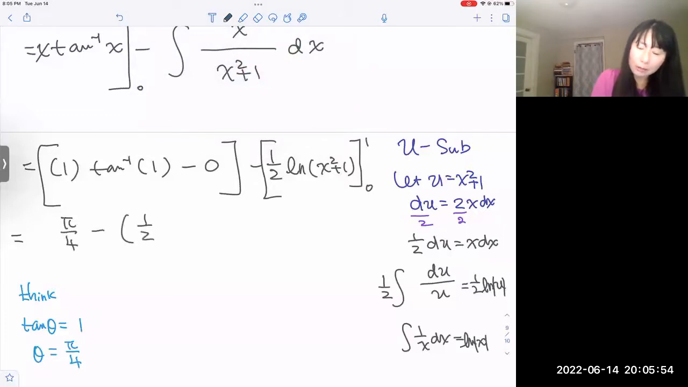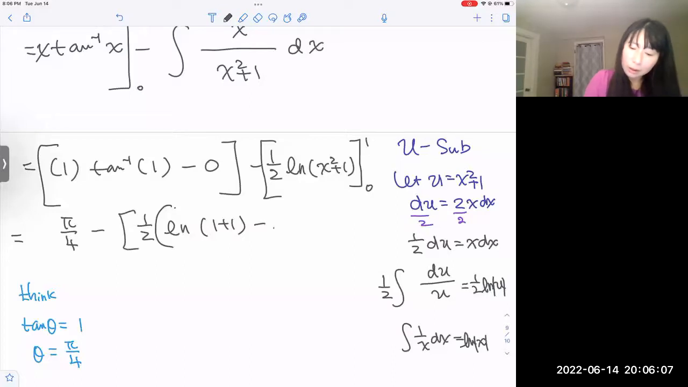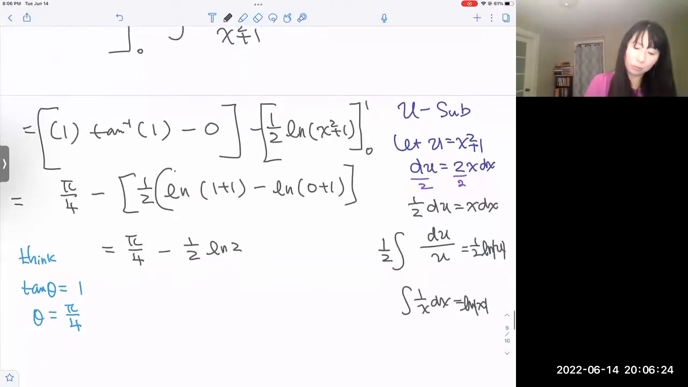Minus 1/2 ln of 1 plus 1, minus, too many parentheses, ln of 0 plus 1. So we have pi over 4 minus 1/2 ln 2. And look, ln 1 equal to 0, right? Okay, so this is the answer.